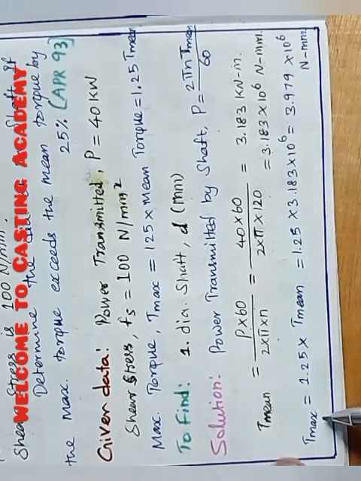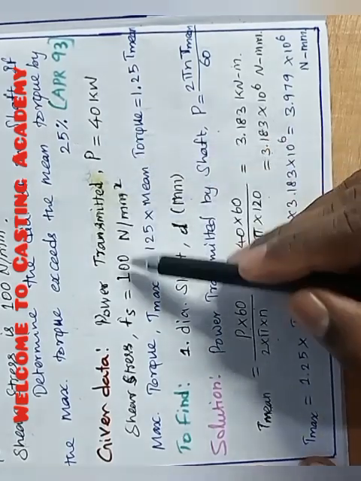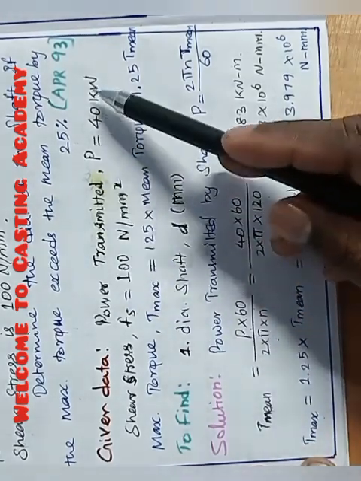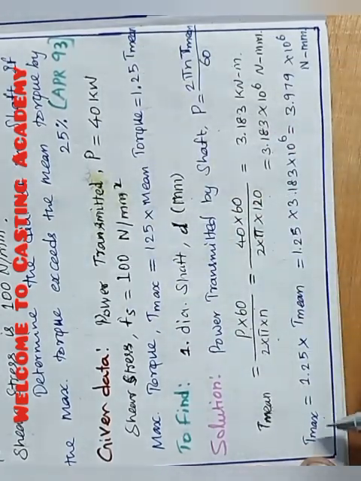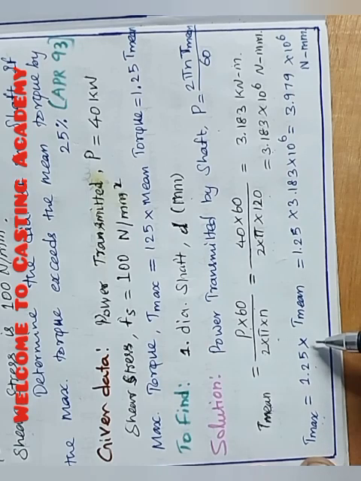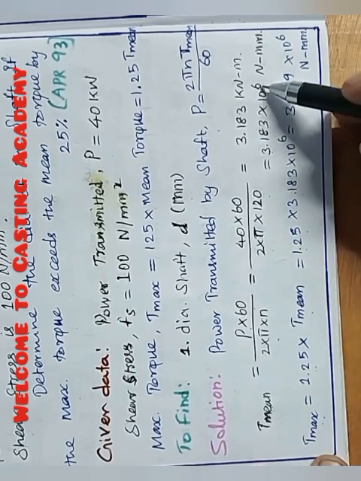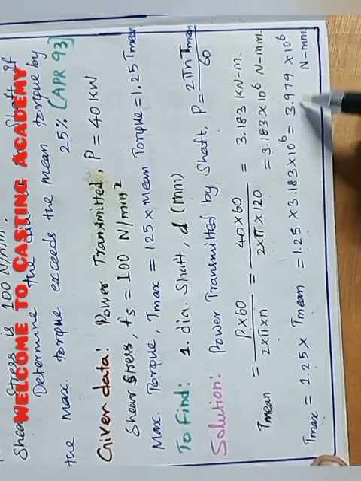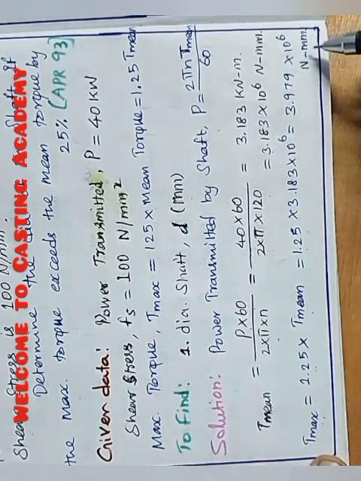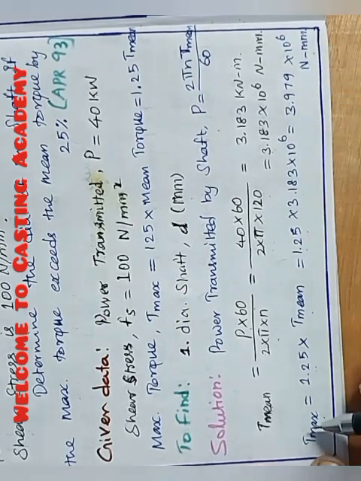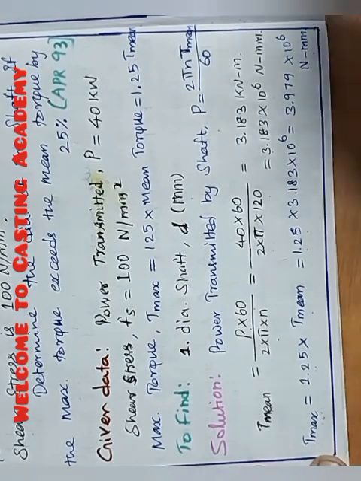So T max, they have given that the maximum torque exceeds the mean torque by 25%. So T max equal to 1.25 into T mean. We got 1.25 into 3.183, which is 3.979 into 10 power 6 Newton mm. Here is the case of maximum torque.